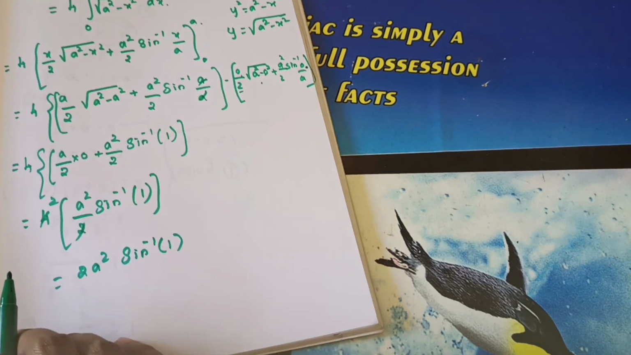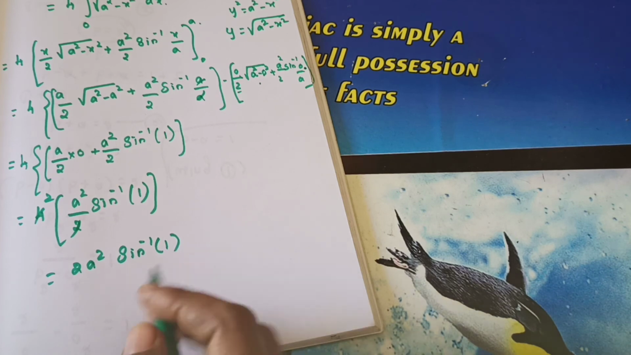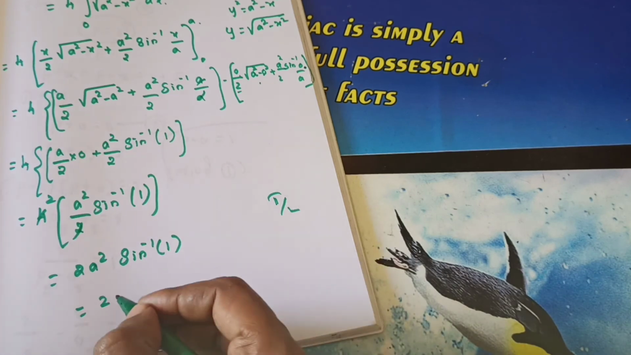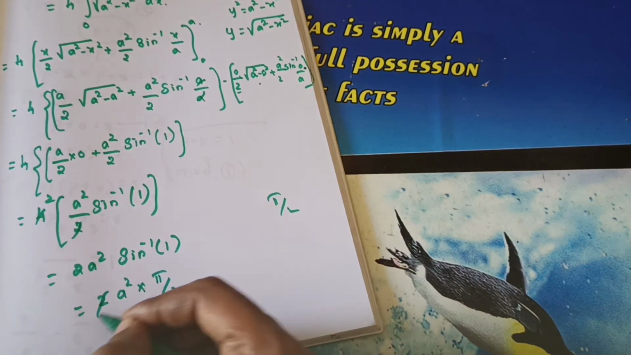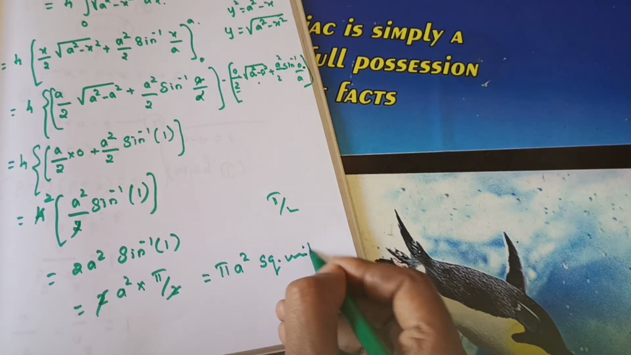In which angle is sine 1? 90 degrees, is it right? So 90 degrees means pi by 2. So 2a square into pi by 2. So this 2 will get cancelled. So pi a square units is the answer.